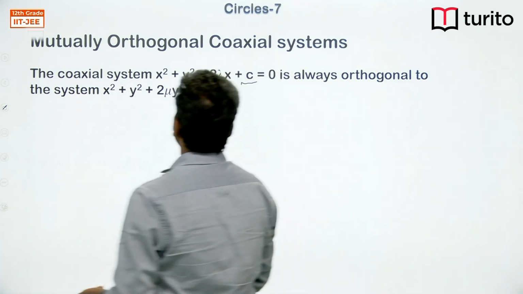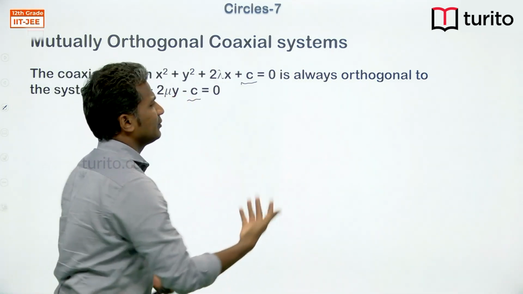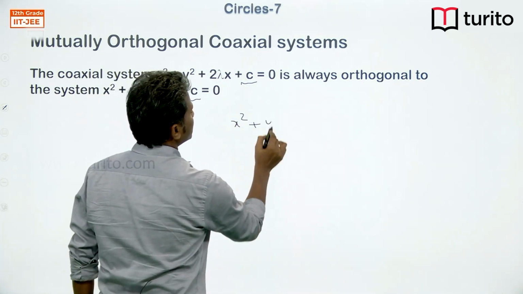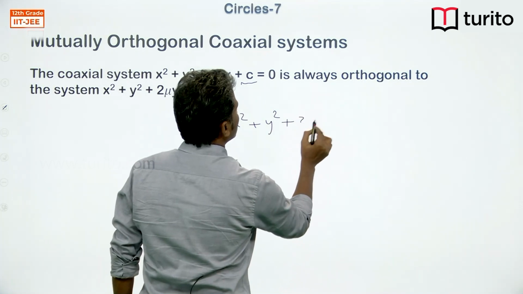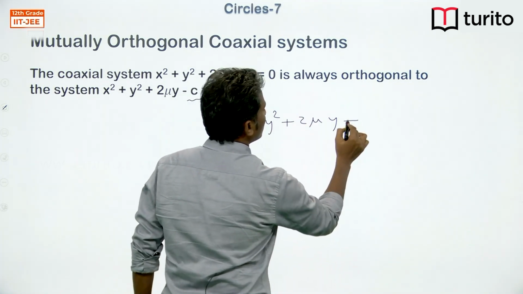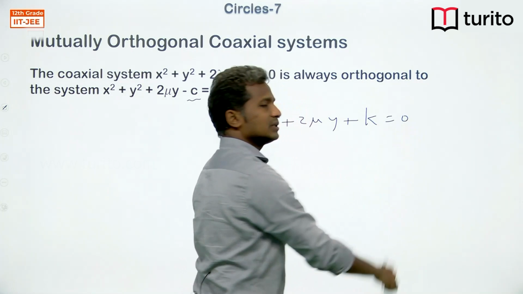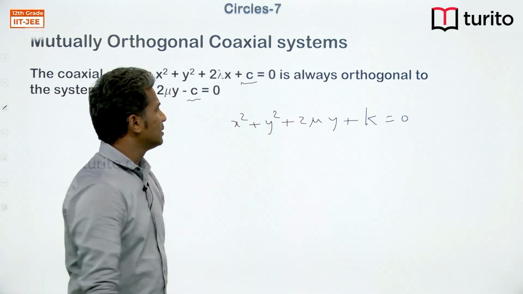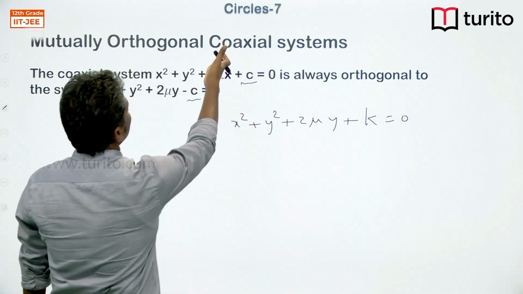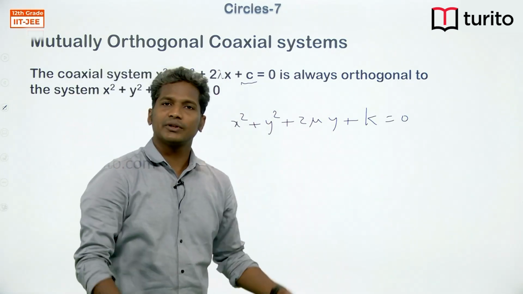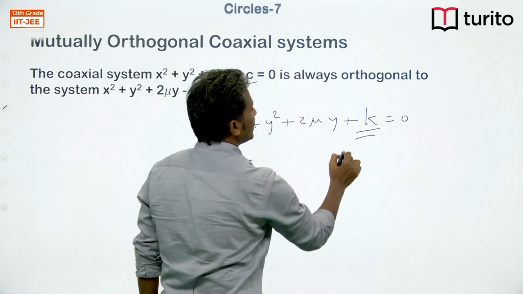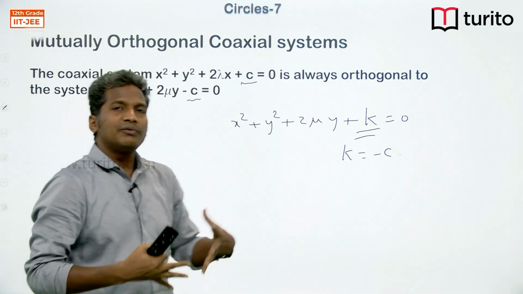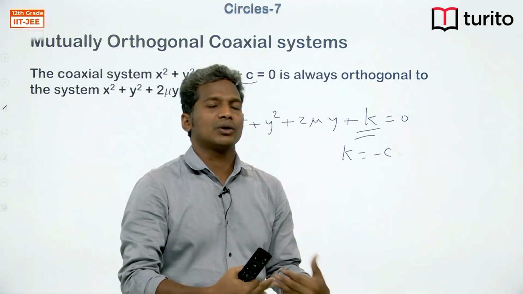Now how did I arrive at this? For that we can go for a hit and trial approach. Let us say I have taken a system of circles which have centers on the y-axis, but a constant k is taken for c, and here mu is the parameter. Now for this system to be orthogonal with this system, we will apply the condition for orthogonality and we will get k equal to minus c only. So these two systems perfectly fit into each other, which are mutually orthogonal.